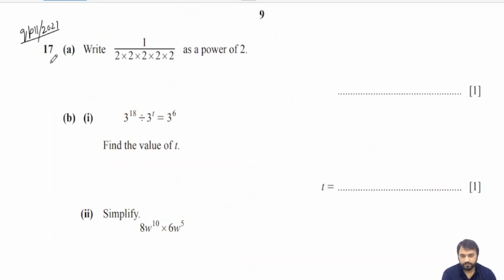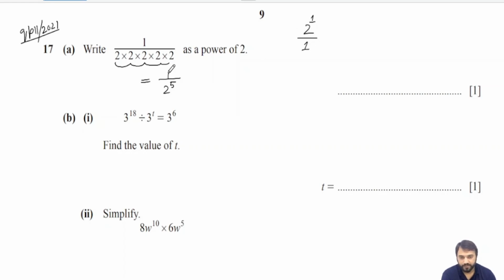Our next question is question 17 that appeared in paper 1, and the variant was also 1 in 2021. Write 1 over 2 into 2 into 2 into 2 as a power of 2. So how many 2's do we have here? 1, 2, 1, 2, 3, 4, and 5. So I can write 1 over 2 raised to power 5 by using the index rule. If we have the same bases, we add the powers. If you don't see a power, then the power is 1. If you do not see any denominator, the denominator is 1.